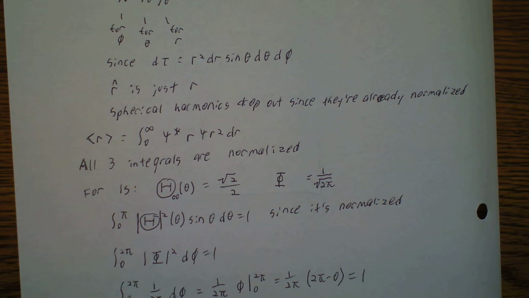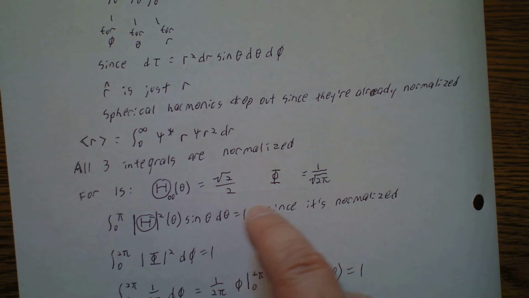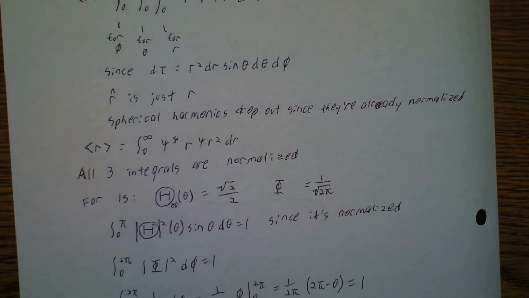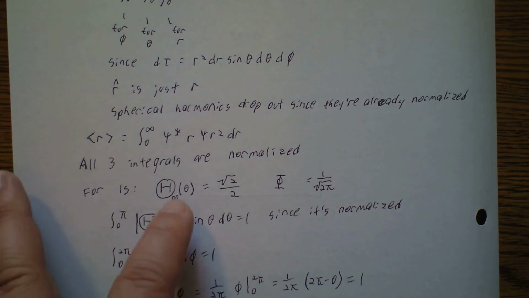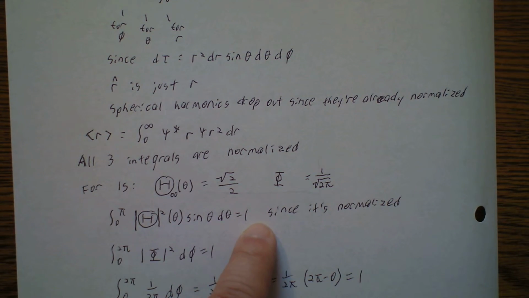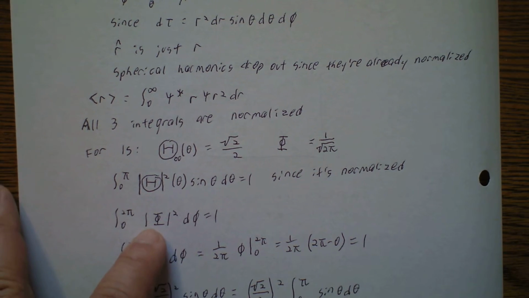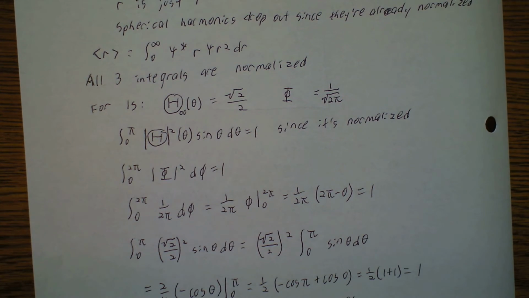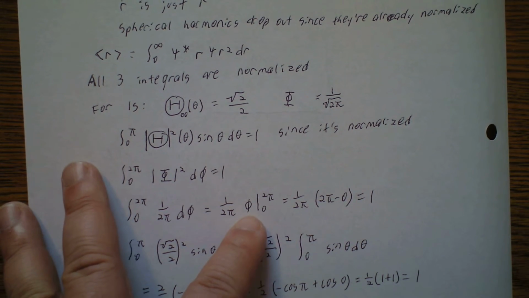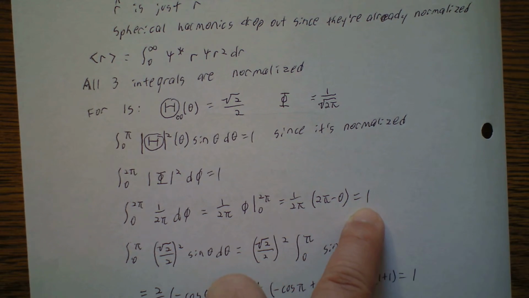So for 1s orbital, we get this Theta of 0, 0 theta is equal to the square root of 2 over 2, and Phi is 1 over the square root of 2 pi. So we get the integral from 0 to pi of Theta squared of theta sine theta d theta, that's equal to 1, so that's normalized. We also get the integral from 0 to 2 pi of Phi squared d phi, that's also equal to 1. We get the integral from 0 to 2 pi of 1 over 2 pi d phi is equal to 1 over 2 pi phi evaluated from 0 to 2 pi. So we get 1 over 2 pi times 2 pi minus 0, that's equal to 1.